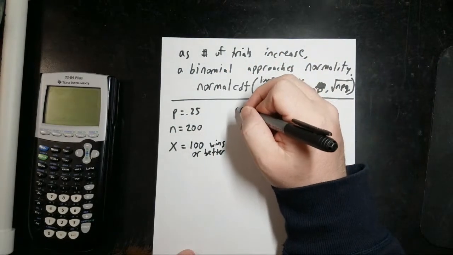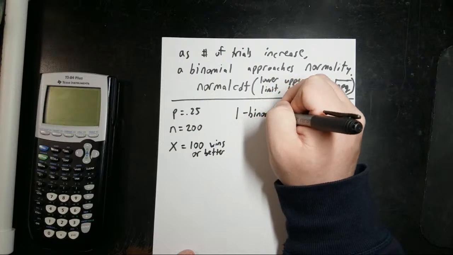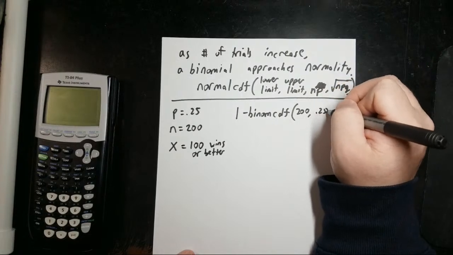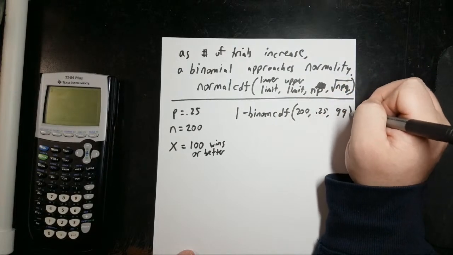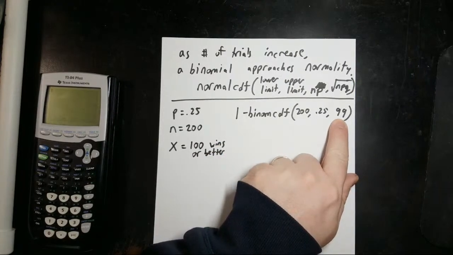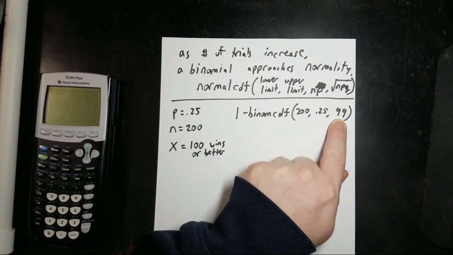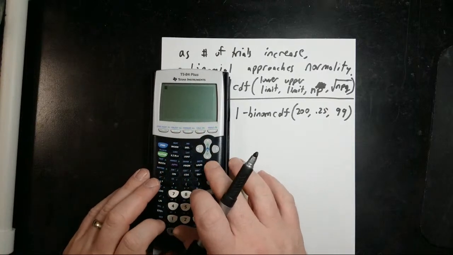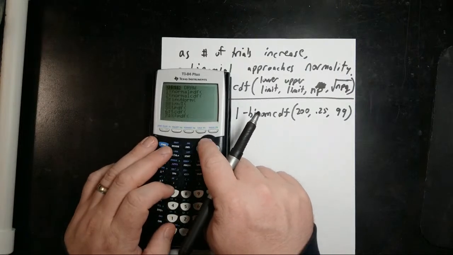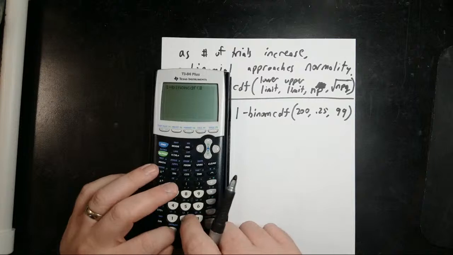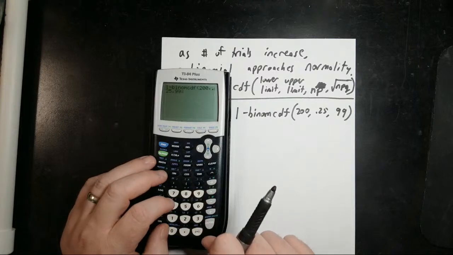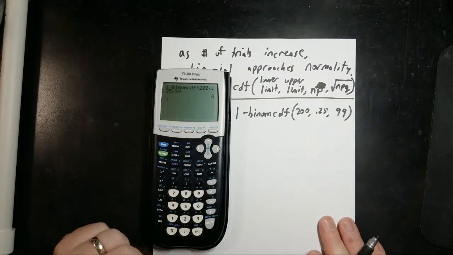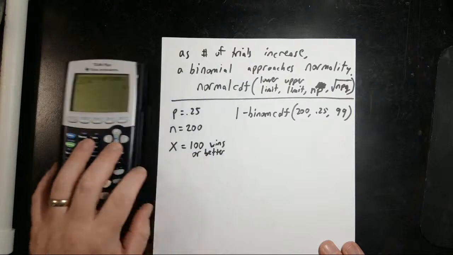Now, if I was going to be doing binomial, I'd do 1 minus binomcdf 200, 0.25, 99, which would give me 99 or fewer wins. If I did 1 minus, it would give me the 100 or more. Again, more details coming in the probability. And, well, I should probably pick a different number. If I'm getting that as an answer, I definitely need to pick a different number if I want something a little bit more appropriate.